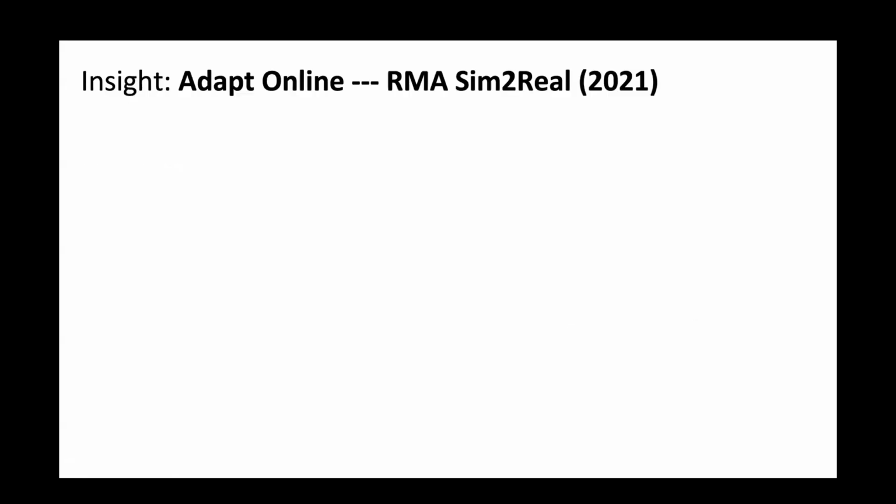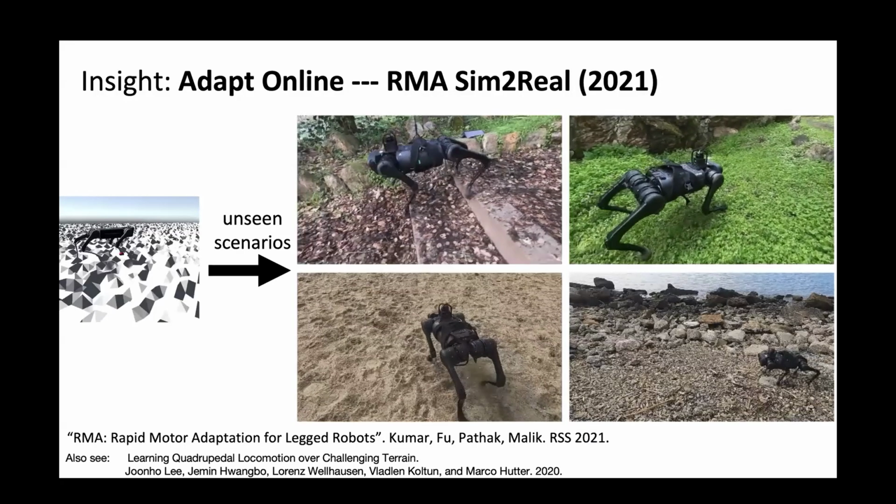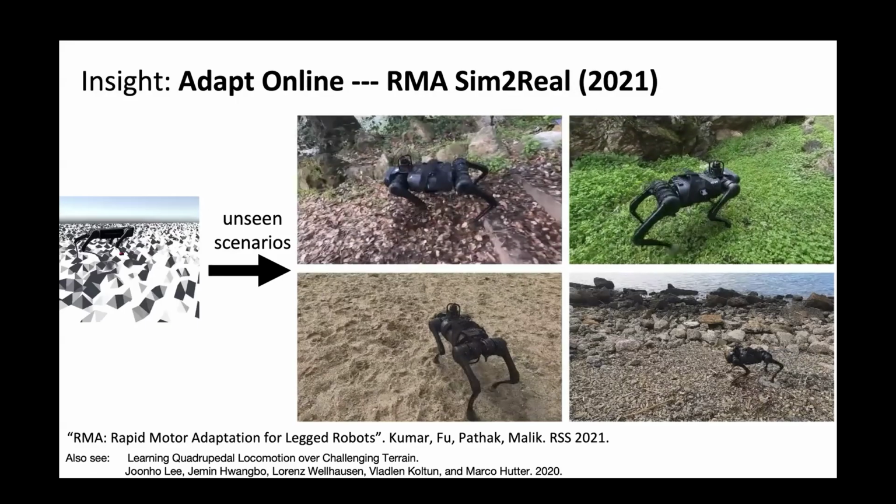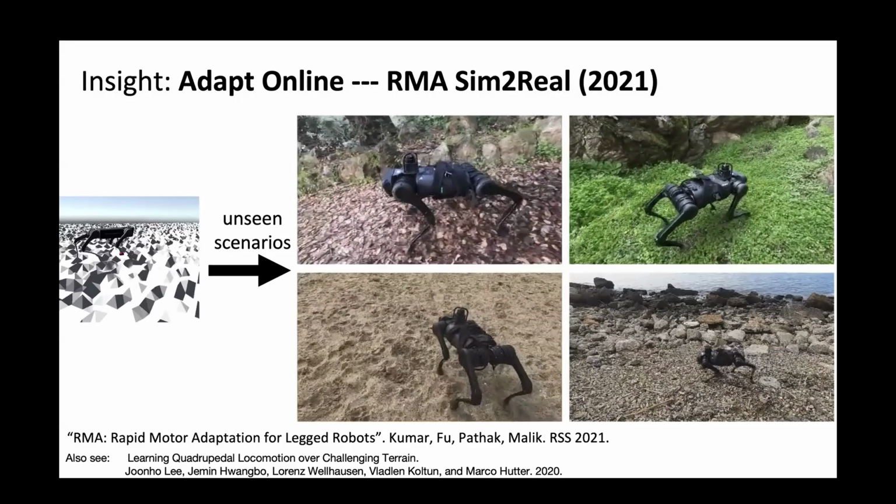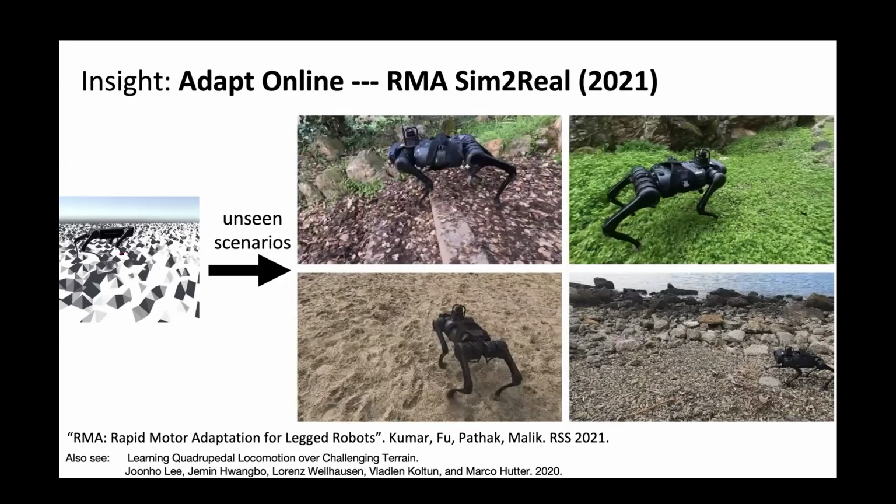In simulation, of course, several years ago, we had this paper called RMA. It was an RSS paper in 2021. Can't believe it's already been 4 years. It seems like a very recent work. But here we showed that you can train robots in simulation and transfer them to the real world in a variety of setups.